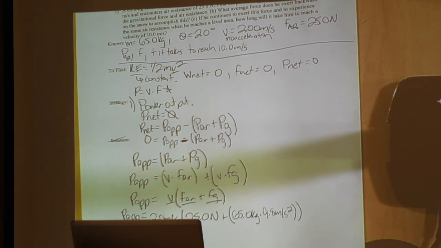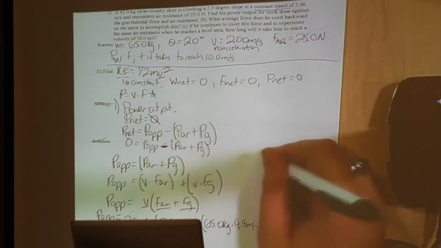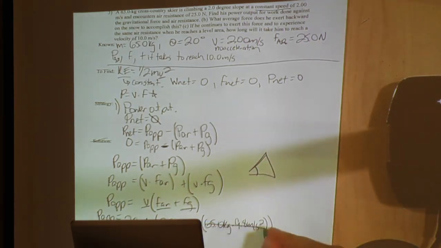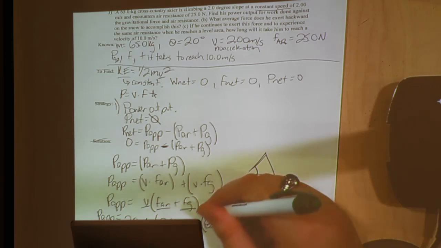Actually, wait. You know what? Sorry. Go back for a second. I missed something. We're on an incline. I didn't think about the picture. So this is actually wrong. My bad. Sorry.